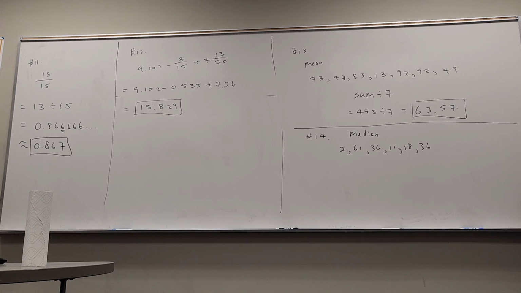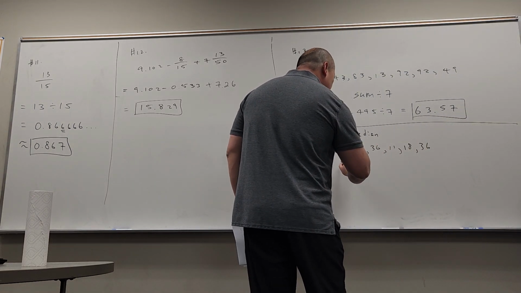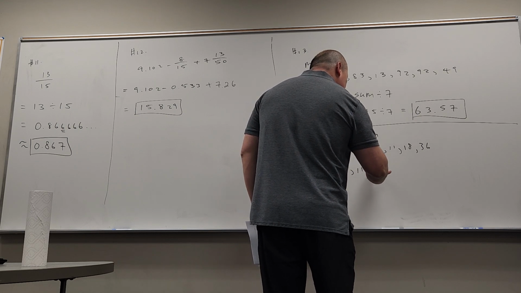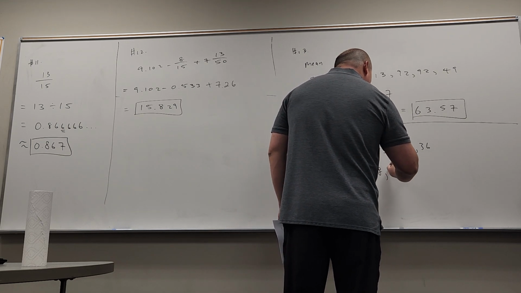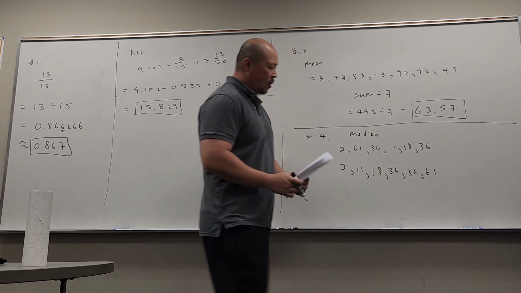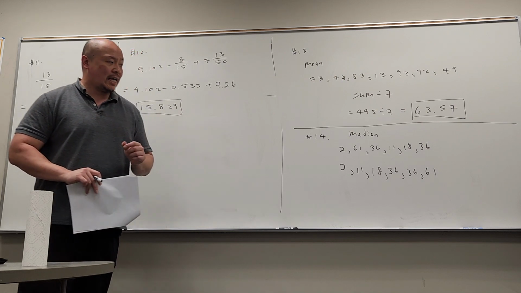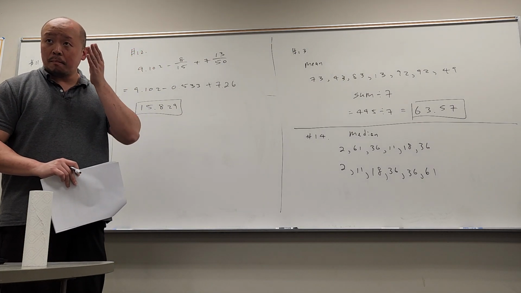So we've got to find the median of these numbers. The first thing you should do to find the median is rearrange all the numbers in order. I usually go from smallest to largest, but it doesn't really matter: 2, 11, 18, 36, 36, and 61. Your goal is to find the number in the middle.